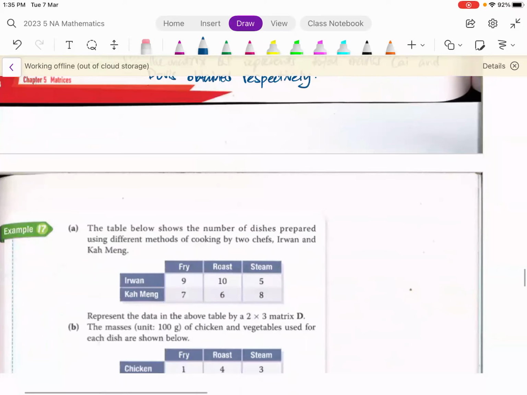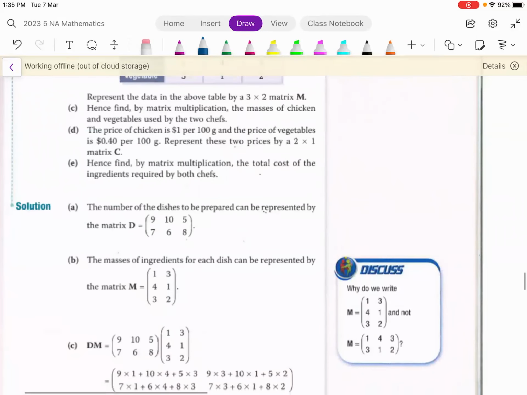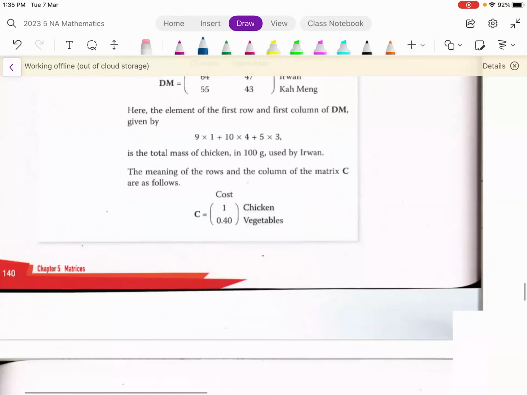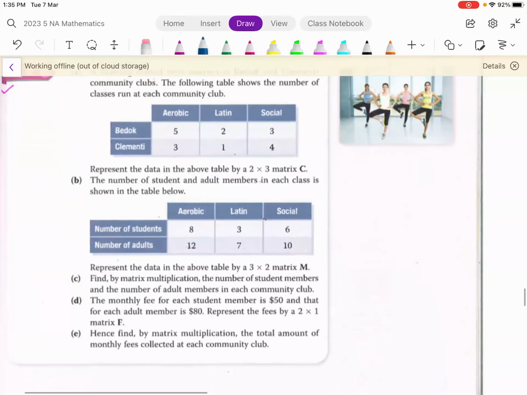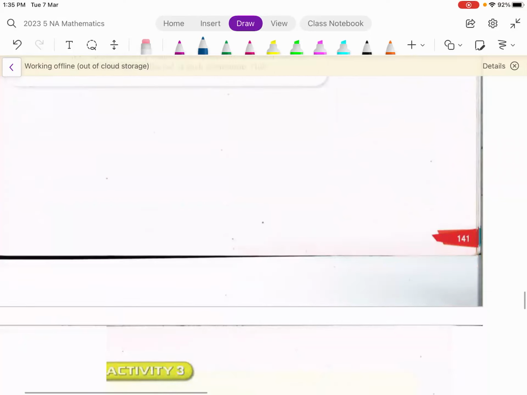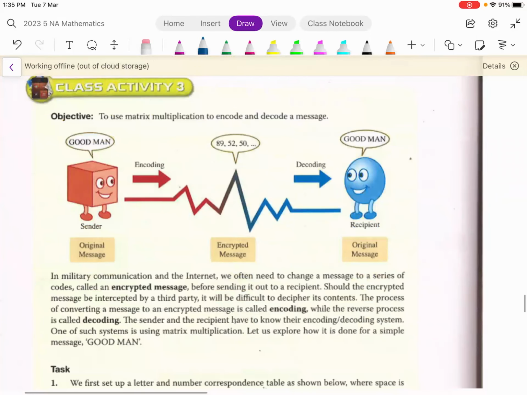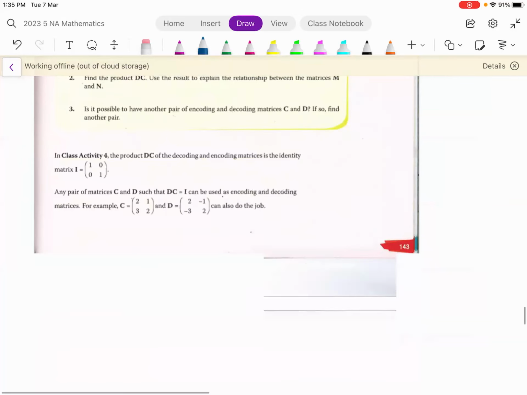Okay, now example number 17, you can go and read it yourself. Try it 17 is the work you need to do right now in class. And then I will give you your homework question also. These homework questions, you can work on them in class tomorrow.